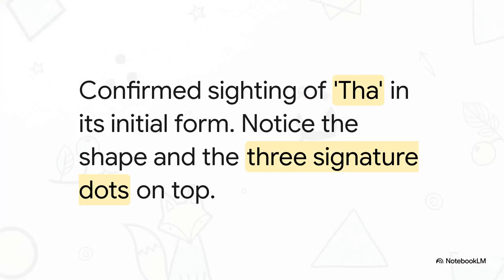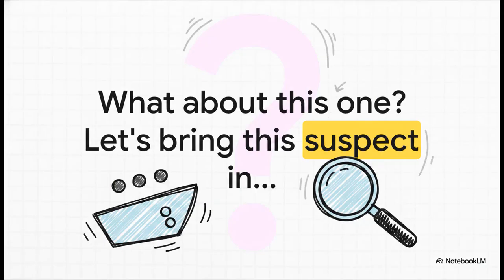Aha, there it is. Gotcha. Look at that, right at the start of a word. See how it's connecting to the left? And right on top, bam, are three signature dots. That is a confirmed sighting, people. That's the tha in its initial form. Perfect find. Okay, let's keep scanning.